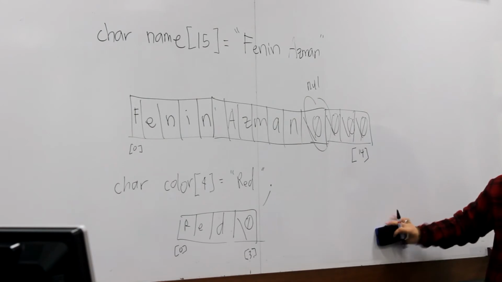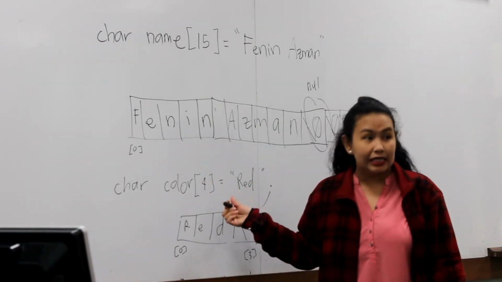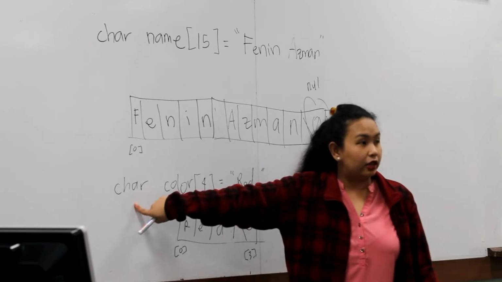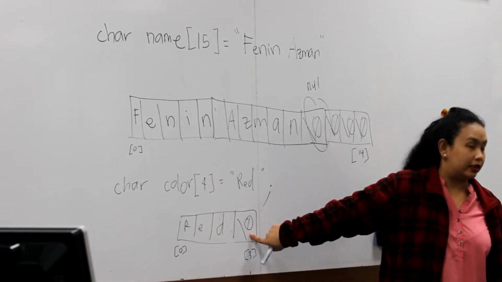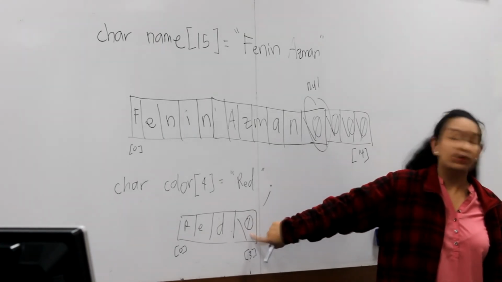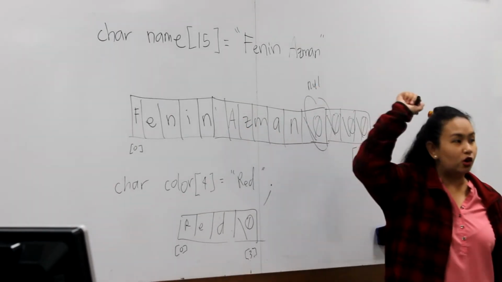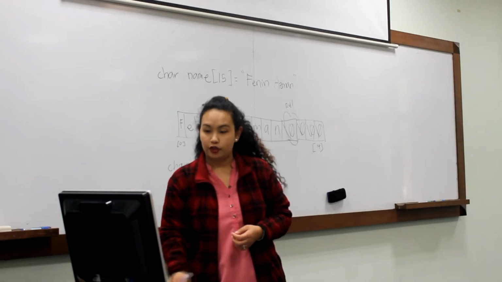So you just need to remember, whenever you work with an array, whenever you work with a string, you have to store it in the data type of character, and you have to give an extra space for the null character to indicate the end of your string. Because space is also a character. So always give one extra for your string.